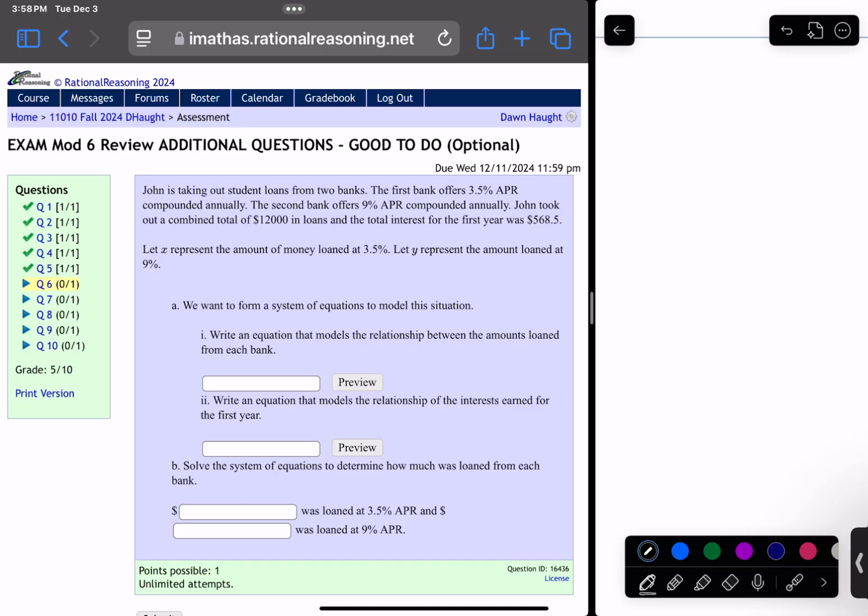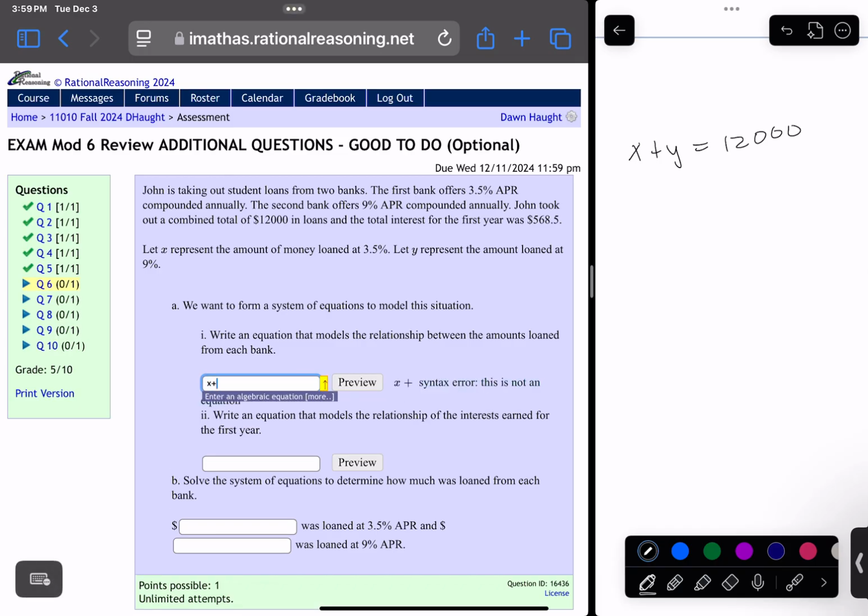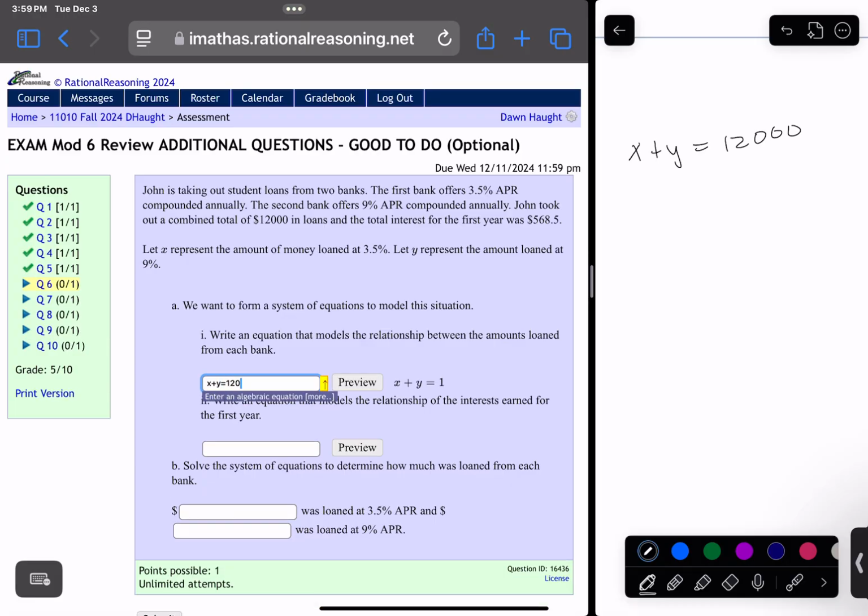Let's take a look at this one. Okay, so John is taking out student loans from 2 banks. The first offers 3.5% APR compounded annually. The second bank is 9% APR compounded annually. John took out a combined total of $12,000 in loans, and the total interest for the first year was $568.50. Let X represent the amount of money loaned at 3.5%, and Y represent the amount loaned at 9%. What is the equation that models the total amount loaned? That's our first equation. So I know that X plus Y had to total up to the $12,000 in loan. Kind of like we had 19 coins in the last one. Here we have $12,000 to invest.